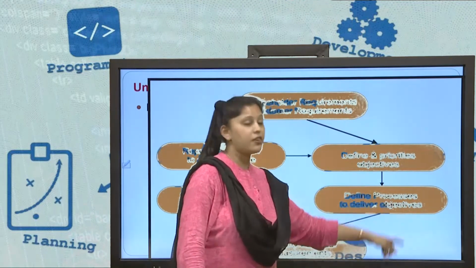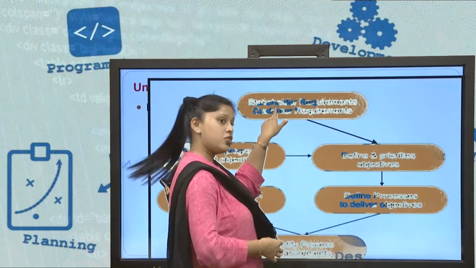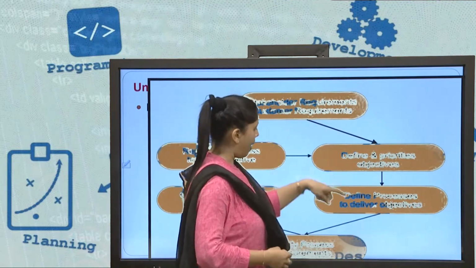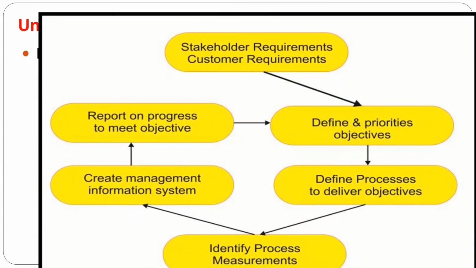So I need to define my objectives, I need to prioritize my objectives, after which I have to define the processes to deliver these objectives. The objectives that you would have defined based on the customer requirements are now to be delivered, and to deliver that I need to define my process. So define processes to deliver those objectives. Then identify process measurements. Identify how much time my process is going to take, how long it is going to run, what its cost estimation is. If I have started within a month, I should complete this much of the process, and within the next month I should complete this much. So identify the process measurements.